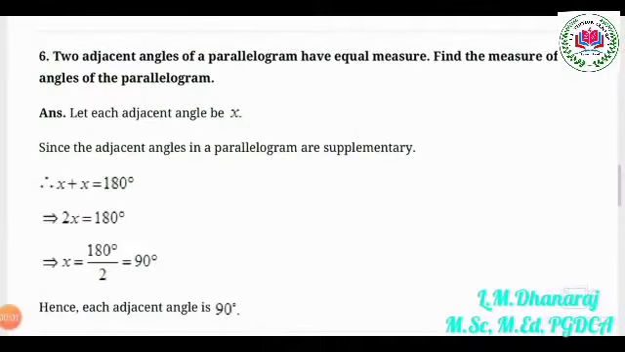Look at question number 6. Two adjacent angles of a parallelogram have equal measure, then find the measure of the angles of the parallelogram, they ask. So two adjacent angles, angle A and angle B, these two angles have the same measure. So x degrees plus x degrees is equal to 180 degrees, we know. So 2x is equal to 180 degrees, so x is equal to 90 degrees. So each adjacent angle should be 90 degrees.